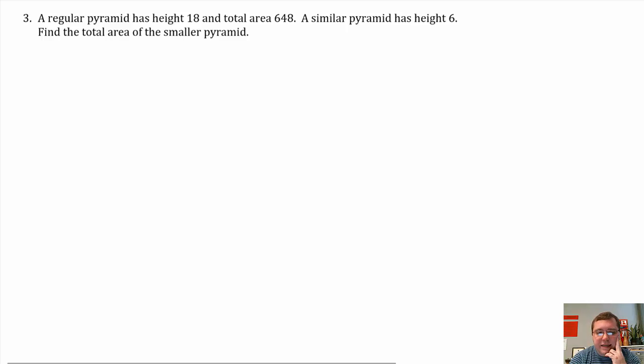A regular pyramid has a height 18 and a total area of 648. A similar pyramid has a height of 6. Find the total area of the smaller pyramid. So we know they are similar to each other. It tells us that. We know the heights of each one, 18 and 6. So 18 to 6 has to be the scale factor. That reduces down to 3 over 1. Okay, we're interested in the areas. So the ratio of the areas is going to be 3 squared to 1 squared. 3 squared is 9, 1 squared is still 1. So the ratio of the areas is 9 to 1.